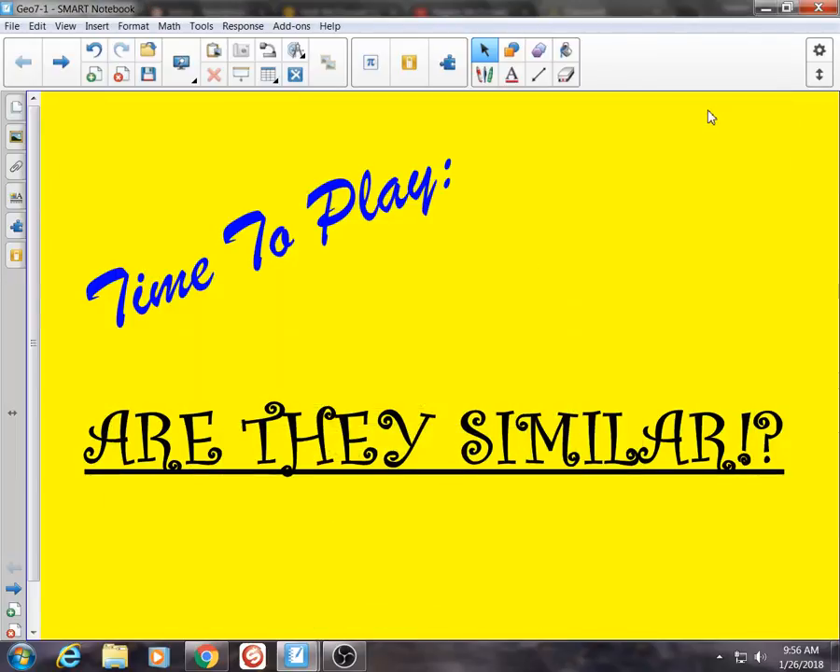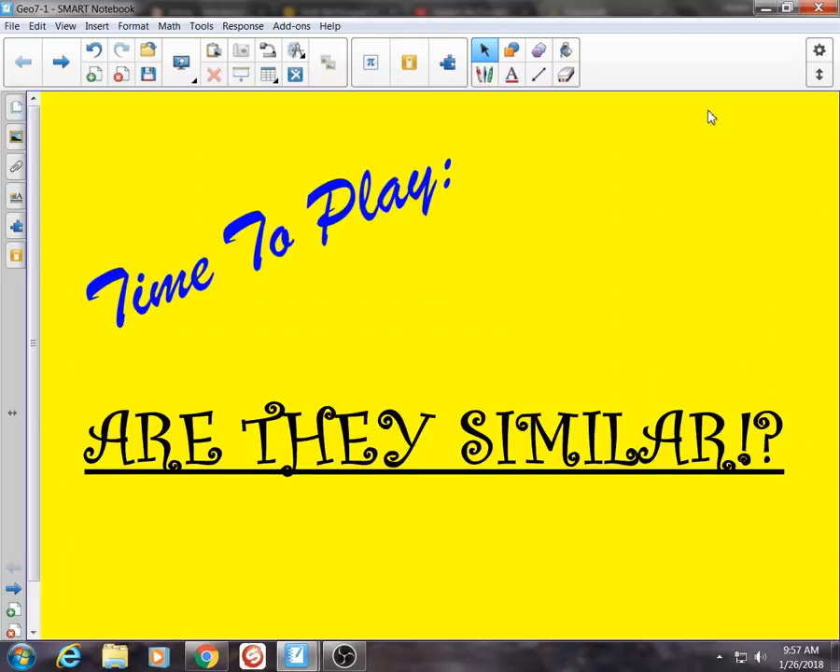Today we're going to start the next chapter, chapter 7. It's going to be chapter 7.1. We're going to talk about similarity. Take notes on that sheet. So I passed out that sheet, and it's going to go along with my PowerPoint slide today.